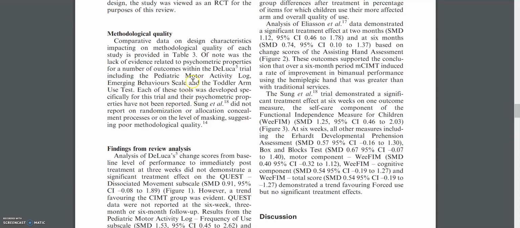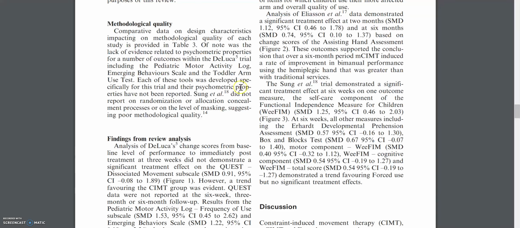So basically, the outcome measures that they used, we've previously talked about validity and reliability and gold standards of those, and we're going to talk about it further later on. But because those were designed just for that study, there wasn't enough evidence to utilize those for this systematic review. Remember, they're looking for valid and reliable data. So each of these tools were developed specifically for that trial, and their properties have not been reported, so they won't use it.